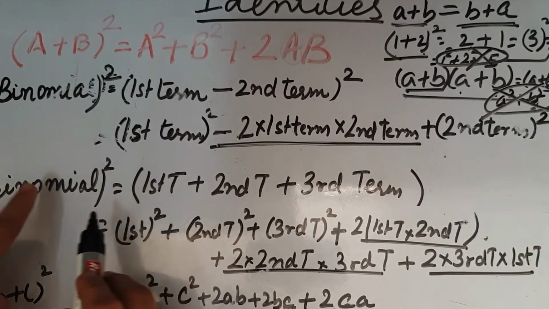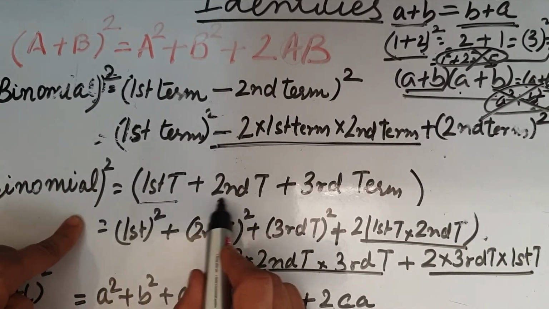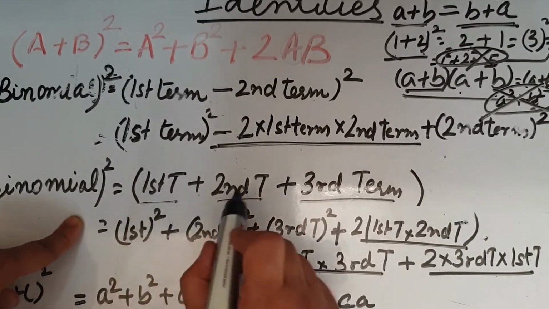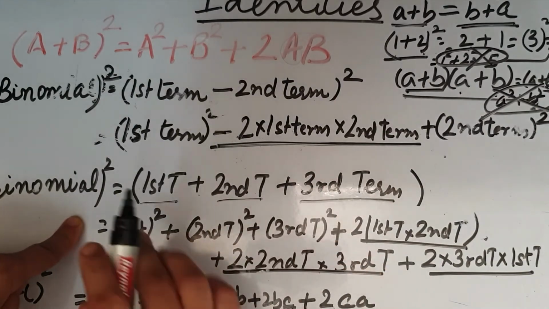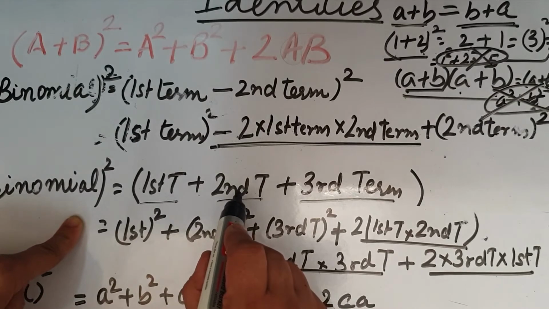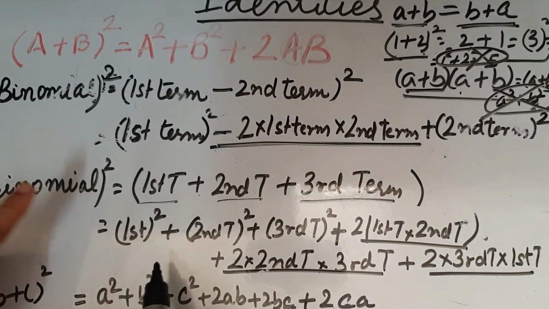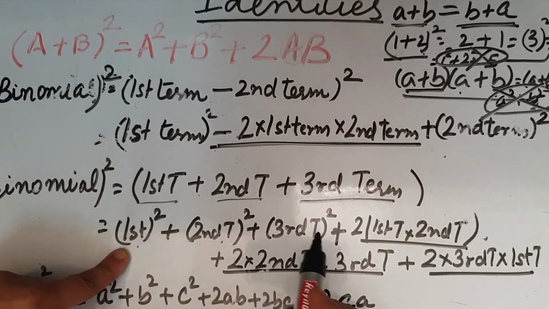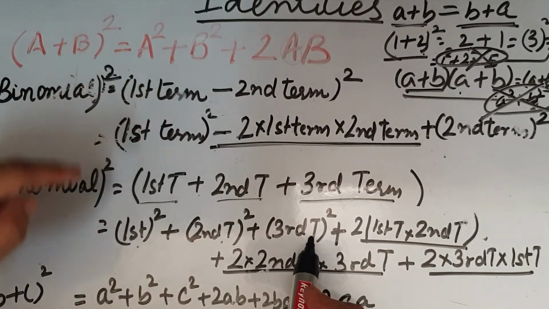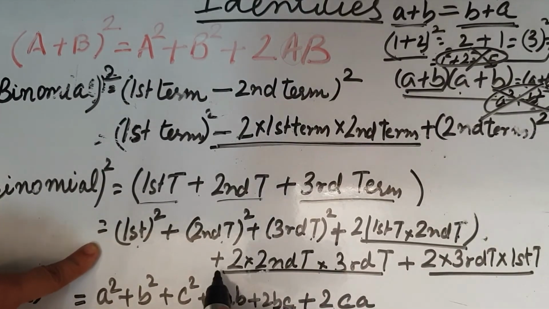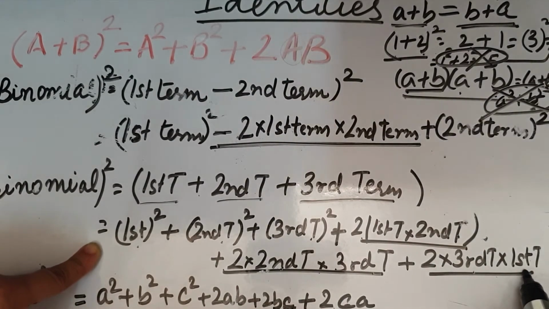Trinomial means 3 terms: first term, second term and third term. These are 3 unlike terms added together, called a trinomial. The sign can be plus or minus, and that sign refers to the term before it. Then what will be the square? First term square, second term square, third term square. But that won't finish it. It is plus 2 into first term into second term, plus 2 into second term into third term, and 2 into third term into first term again.